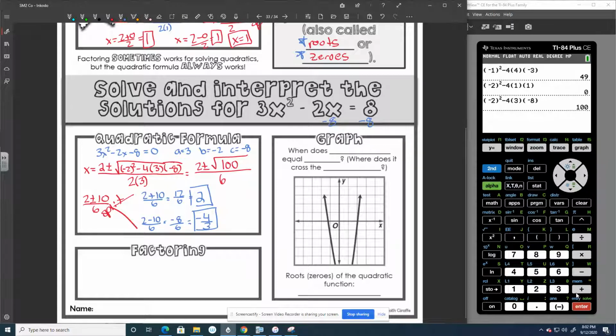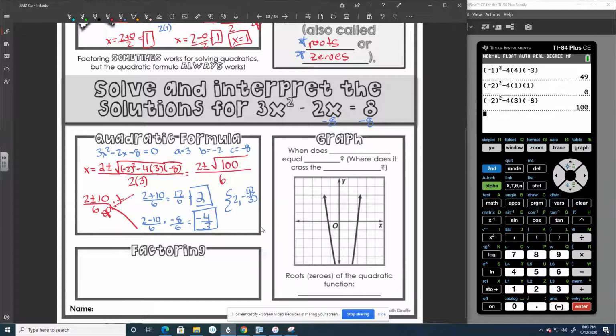And I'm okay with improper fractions. I would much rather have negative 4/3 than negative 1 1/3. But right now that looks like it's my solution. That looks like my x's. So in my solution set, I would put 2 comma negative 4/3.